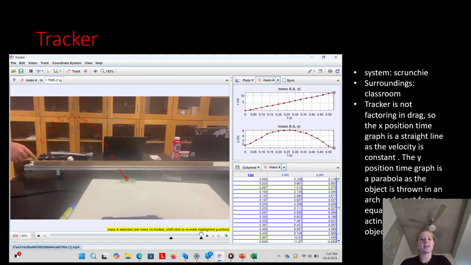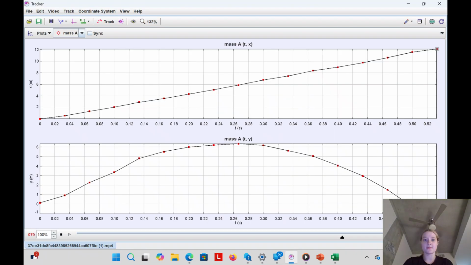Okay, and here is my tracker data. A system is the scrunchie and the surroundings are the classroom. Tracker is not factoring in drag, so the x position time graph is a straight line as the velocity is constant. The y position time graph is a parabola as the object is being thrown in an arc and net force equal to its weight is acting upon the object.